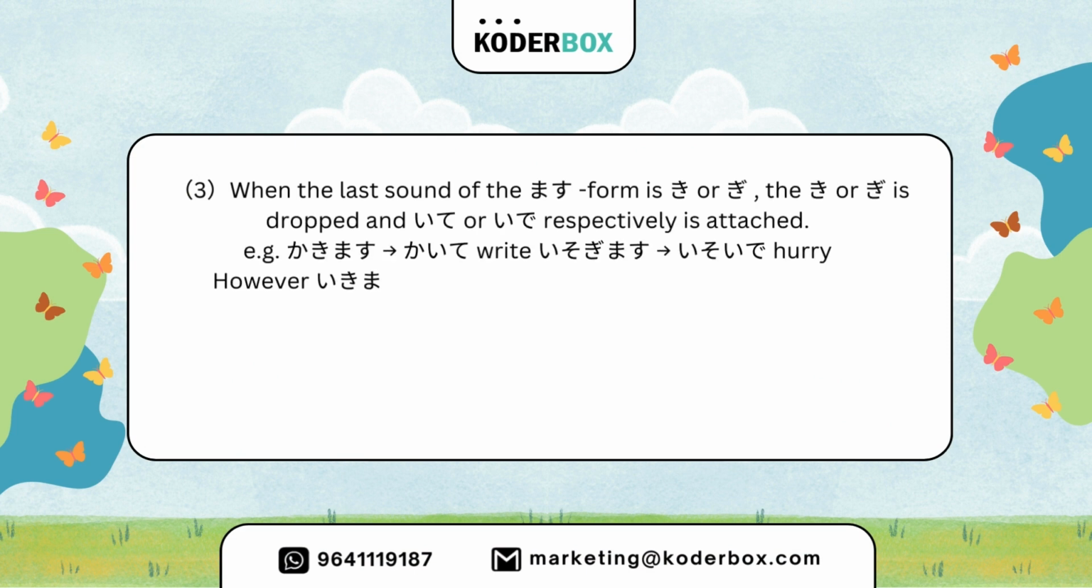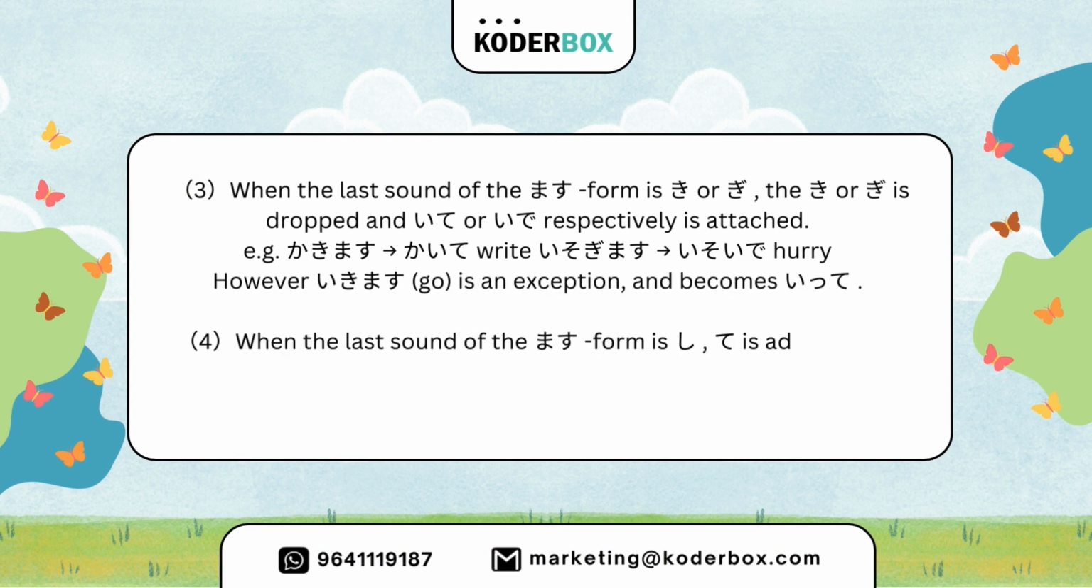Third, when the last sound of the masu form is ki or gi, the ki or gi is dropped and ite or ide respectively is attached. Example: kakimasu, kaite, write. Isogimasu, isoide, hurry. However, ikimasu, go, is an exception and becomes itte.